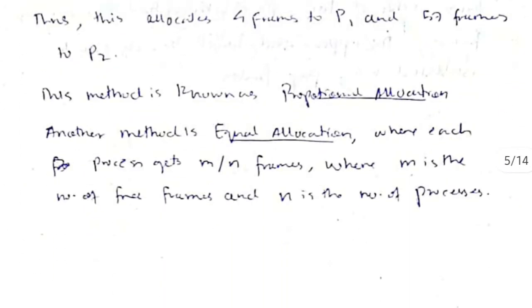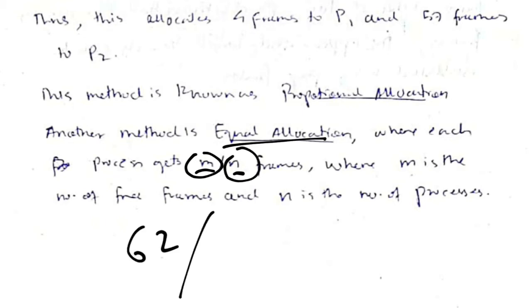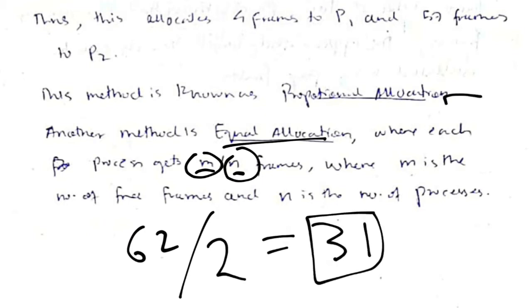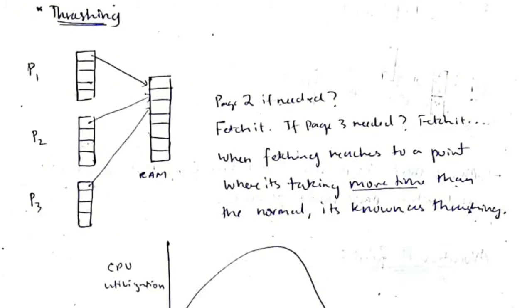The second one is equal allocation, which means m by n. M means the total number of frames, like in the previous case 62, and n is the total number of processes, which in the previous case is 2. So 62 by 2 is 31. So each of the processes will get 31 frames.